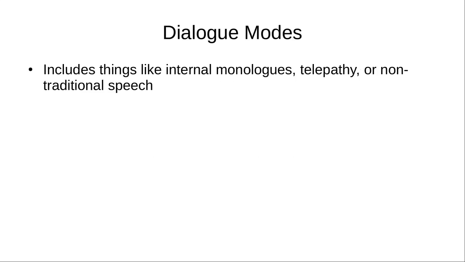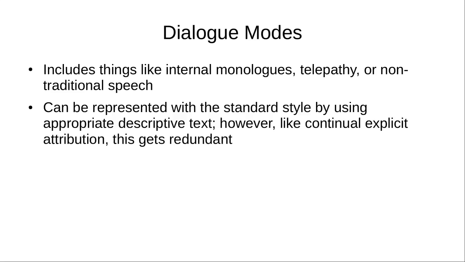I mentioned at the start dialogue modes. That's things like internal monologues or telepathic conversations or alien speech with incompatible vocal tracts and things like that. This can be represented with the standard style with appropriate descriptive text in the attribution tags and other context. That does get redundant, though, because you have to continually do it. You have to explicitly indicate it. So in the case of internal explicit thoughts, you're going to have to say things like, "he thought all the time."